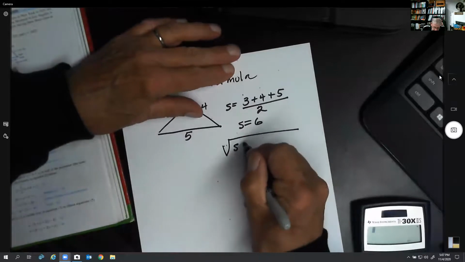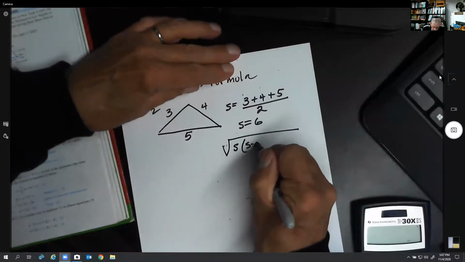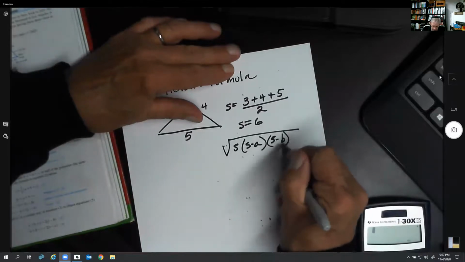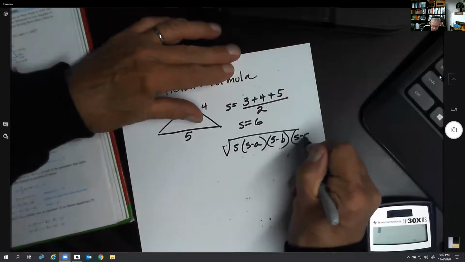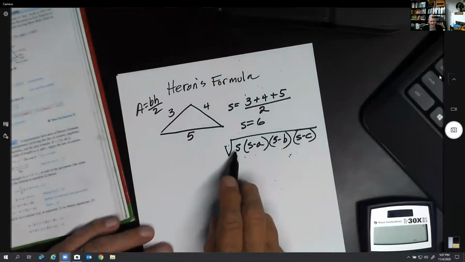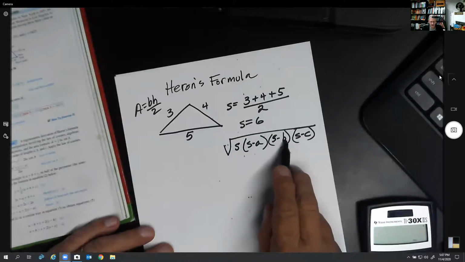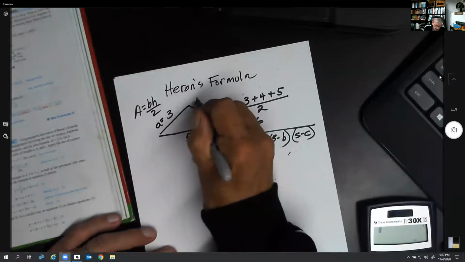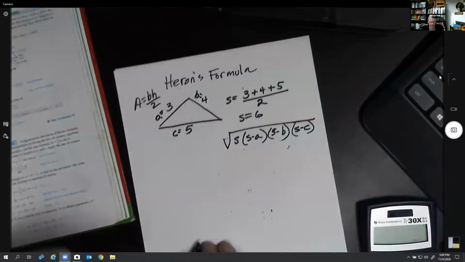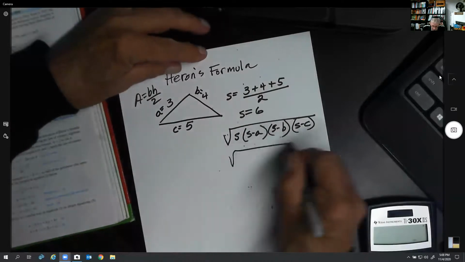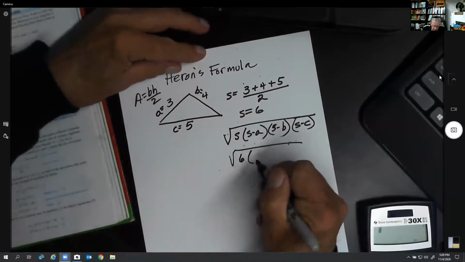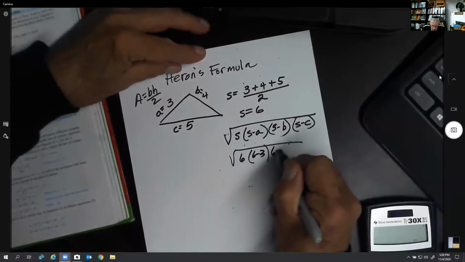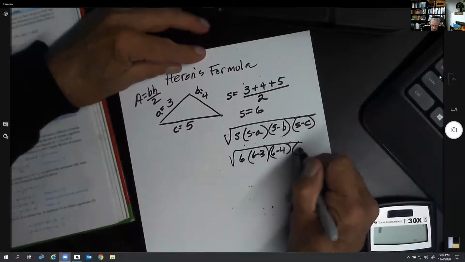Then he wrote a little formula using this S. It's going to be S times S minus side A, S minus side B, S minus side C, and then the square root of that. We'll call this A, we'll call this B, we'll call this C, just to make it easy. So first we put in 6 times 6 minus 3, 6 minus 4, 6 minus 5.